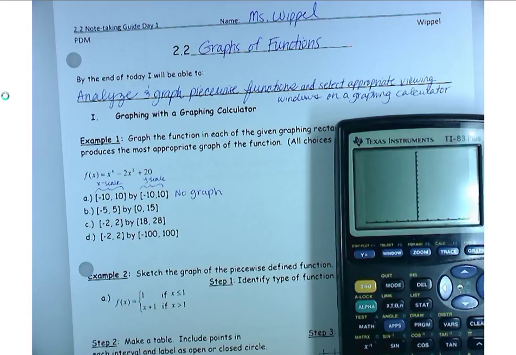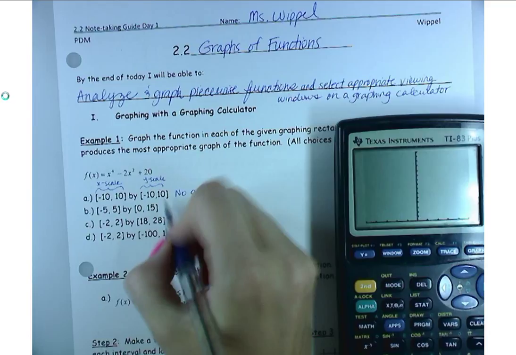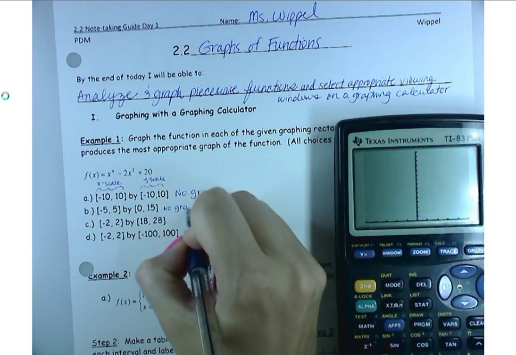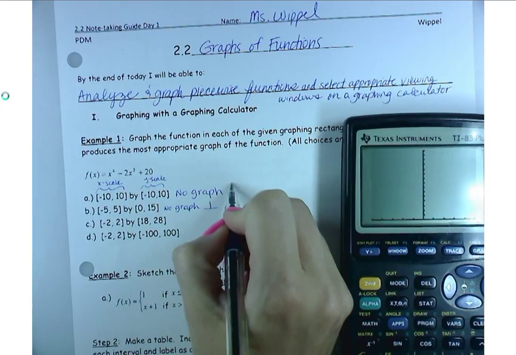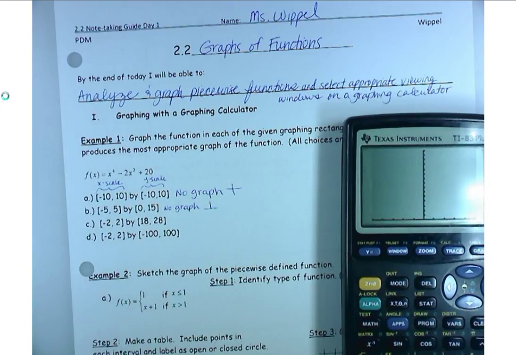Okay, so again, I have no graph, right? That was what my window looked like. I just had a 10 by 10 coordinate plane on the first one. On this one, I have 0 to 15. So I have no graph. All right, let's see what happens with C.